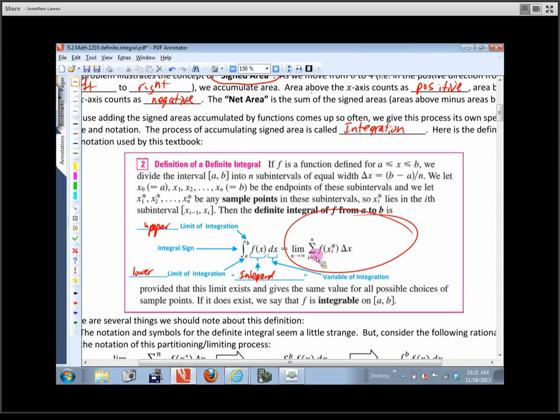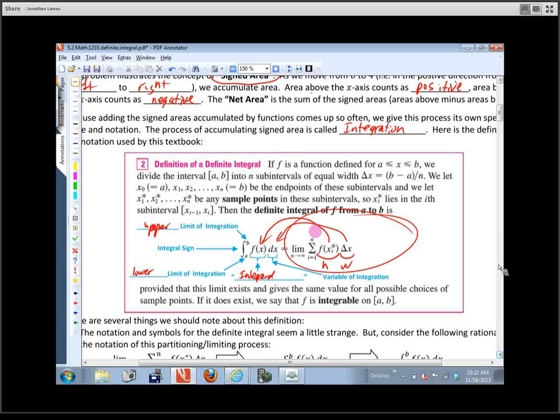We're adding things up, and what are we adding up? This is a height, and this is a width. So this is the same thing that we worked on last week. And if you'll notice, all they did is they said, you know what, rather than writing this ugly notation with f of xi star and delta x, let's call the height f of x, and let's call the width dx for delta x. Okay? So that's how those things are related.